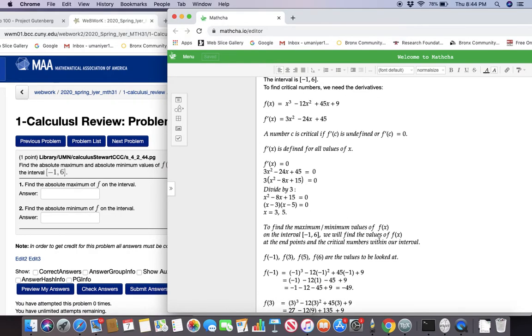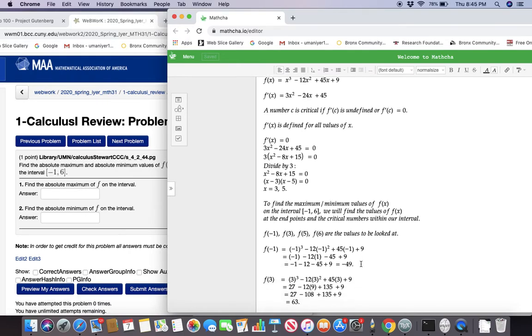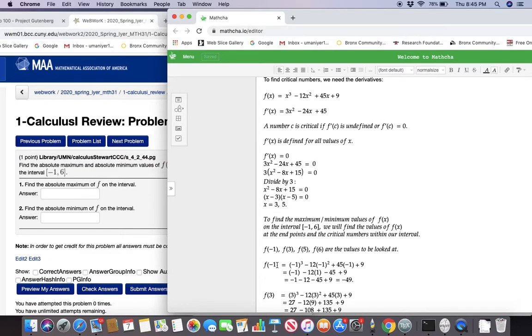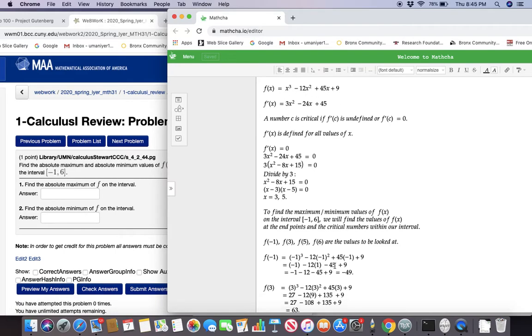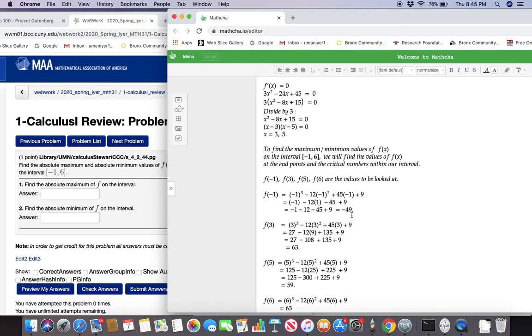Okay? So you want to find the value of f at these important numbers. These are your endpoints and these were the critical numbers. So find f at -1, f at 3, f at 5, f at 6. Now I have done this calculation. Remember, you are substituting in your original f, not the derivative, but the original f. Okay. Now you plug it in. I have these different values.